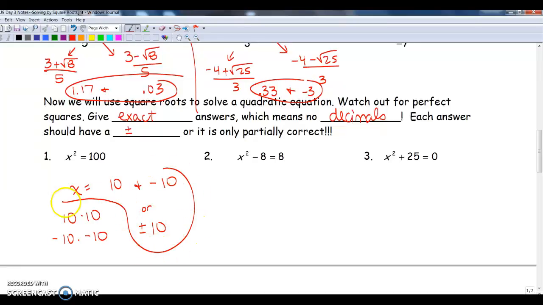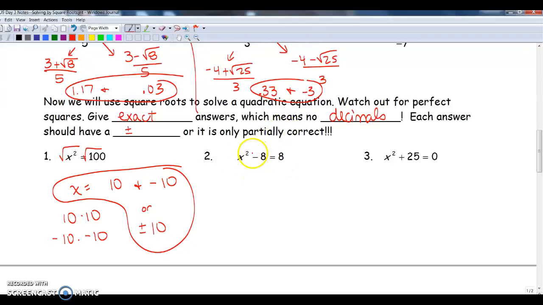Either one is fine. Now, sometimes it won't be a perfect square, so what we essentially just did is we square rooted both sides. We're square rooting the 100, and then we're getting +10 and -10, because both of those numbers, when you square them, you get 100.